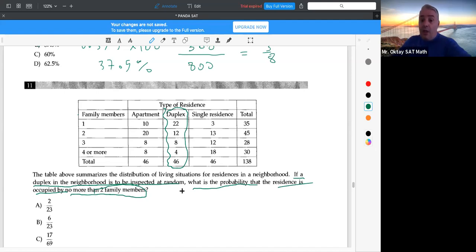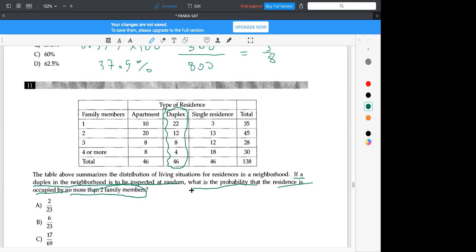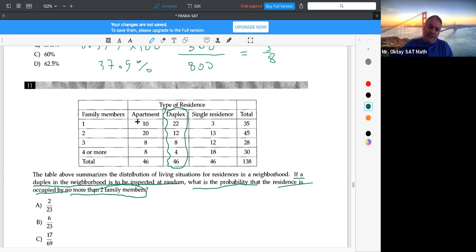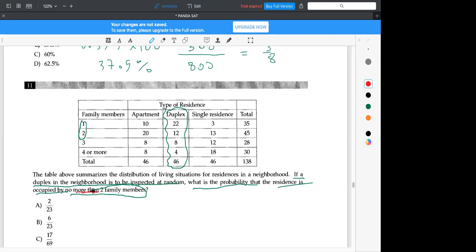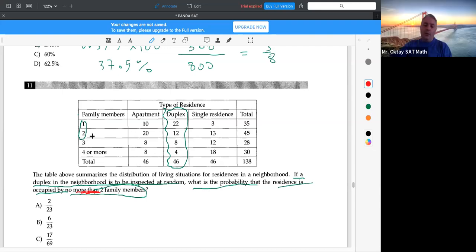Now let's be careful. No more than 2 means it could be maximum 2. If it is maximum 2, it could be less than 2, also 1. Isn't it this one we are talking about? The family members. No more than 2 means we are talking about these things, 1 or 2. Am I right? Yes or no? No more than 2, isn't it 1 and 2? Yes, sir.